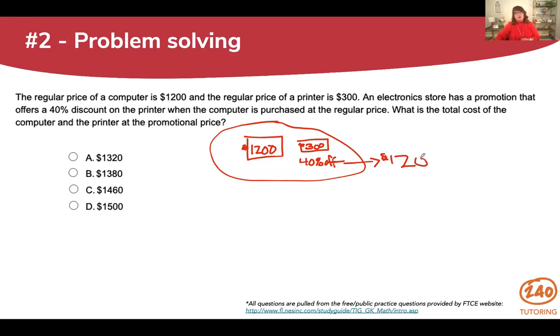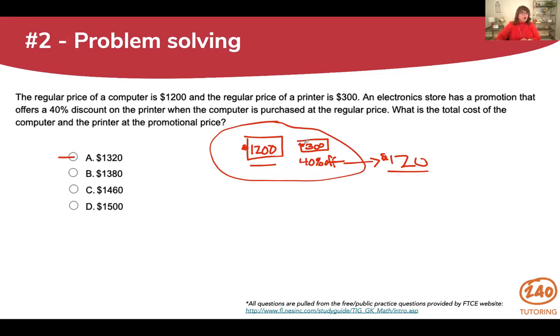Now here's the tricky part. A lot of people will get that 120 and they go, oh, there it is. Add it to that 1,200, they get 1,320, and they mark the answer A. That's incorrect. Now that's just working too quickly. So I want you to slow down.